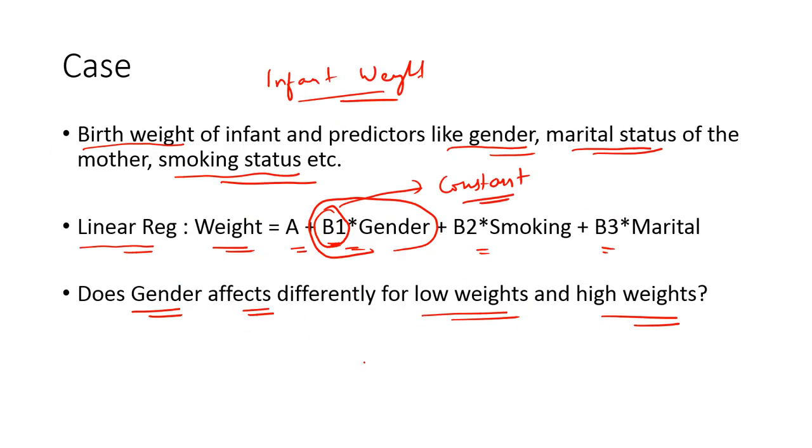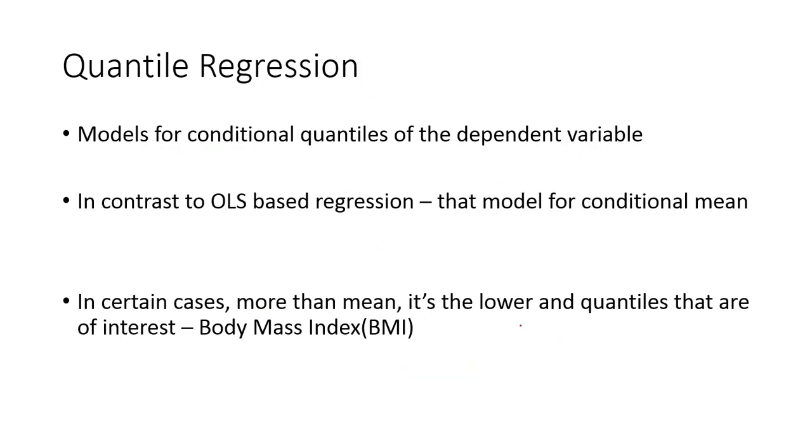So in order to understand this kind of relationship, we need to use the statistical model known as the quantile regression model. In this particular video, we're going to learn the theory behind the quantile regression model and how it is used. Quantile regression is a kind of model which models the conditional quantiles of the dependent variable, and we'll try to understand what a conditional quantile is.